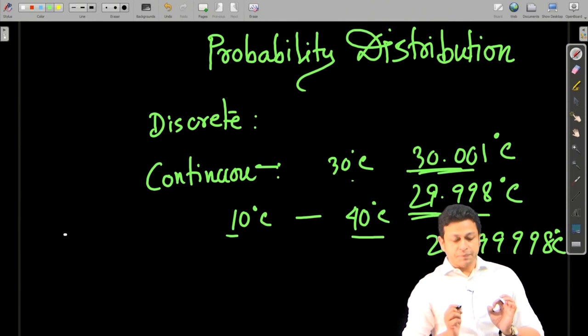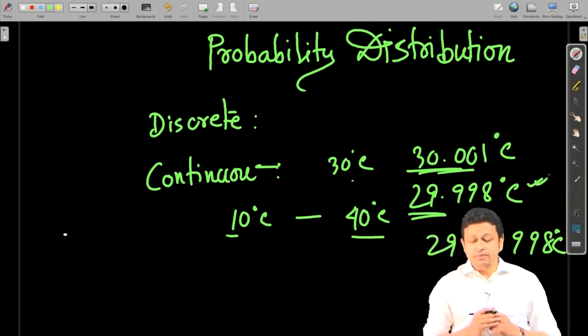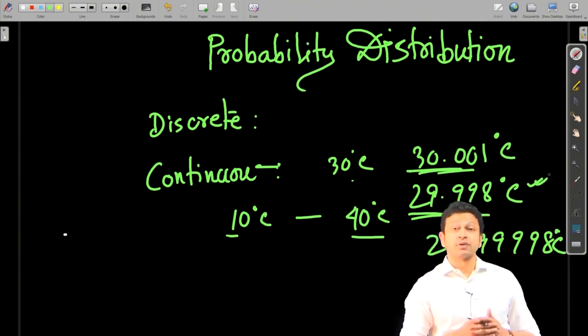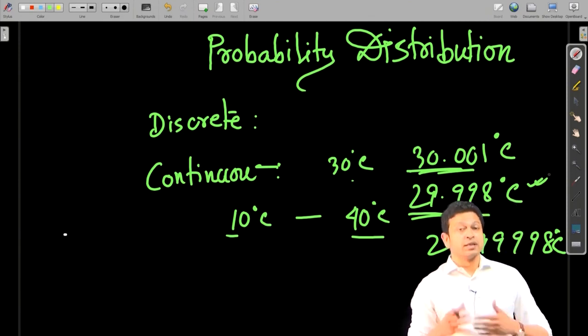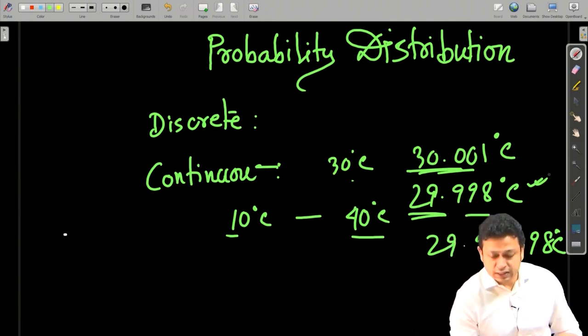So we cannot really talk about probability for this kind of values. And that is why, for a discrete random variable and for a continuous random variable, we have to consider the probability distribution differently. Okay. So now we will come to the idea of probability distribution, but before I go to probability distribution, let me actually give an example.